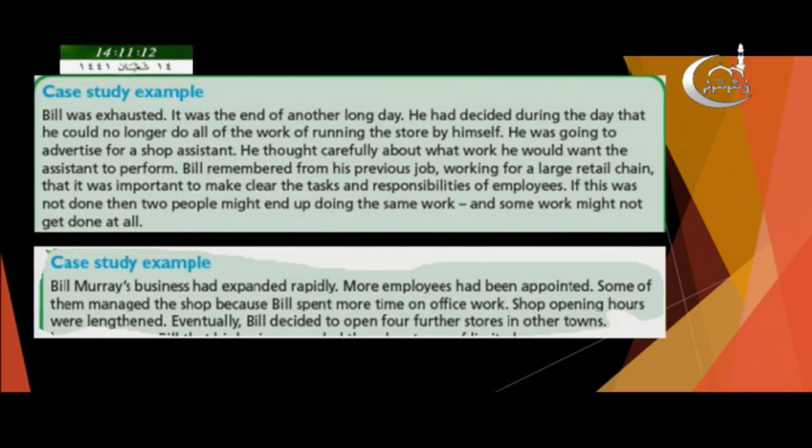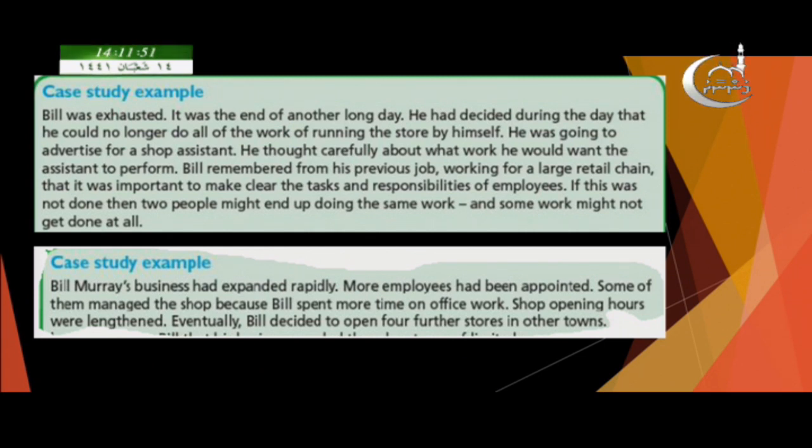Let's see how he is developing his organization, how he is expanding his organization. It is a continuation. Bill was exhausted as he is doing all the tasks we have just discussed. It was the end of another long day. He had decided during the day that he could no longer do all the tasks. When Bill feels that he is not able to do all the tasks, then he is going to advertise for a shop assistant. This is how they are going to expand the business.